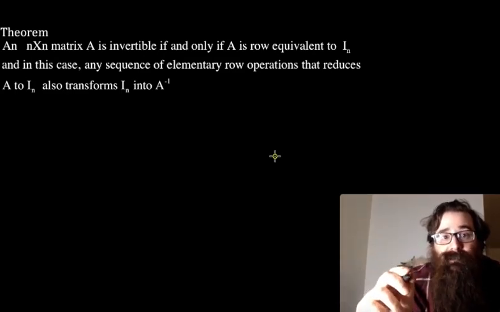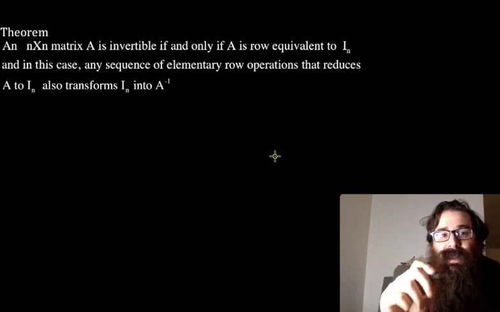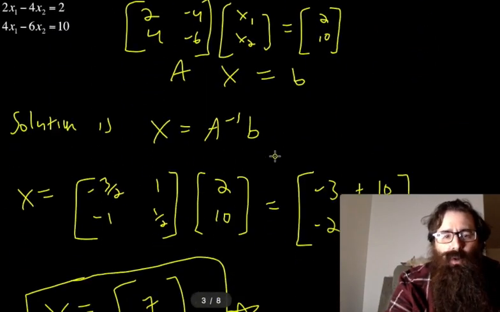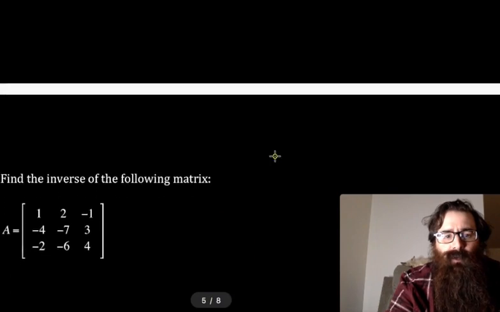If this is the case, then any sequence of elementary row operations that reduces A to the identity, I_N, will also transform I_N into A inverse. Well, okay, so how should we really interpret that and what can we do?